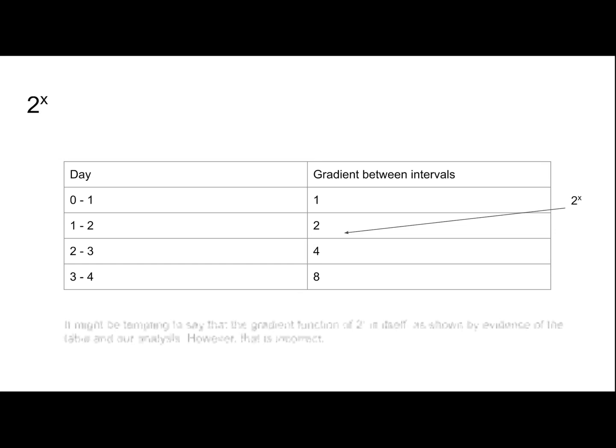Well, that's where we're not actually quite right, because it might be tempting to say that the gradient function of 2 to the power of x is itself, as shown by the evidence of this table in our analysis. However, that's actually incorrect. Alright, so how about we try something else, okay? How about instead of using 1-day intervals, we'll try to use 2-day intervals. So instead of going from day 0 to day 1, we're going to go from day 0 to day 2, day 2 to day 4, day 4 to day 6. I wonder if it's still going to be 2 to the power of x. According to our previous graph, it still should be, right? It doesn't make any sense for that 2 to the power of x to change, right? Let's see the values.